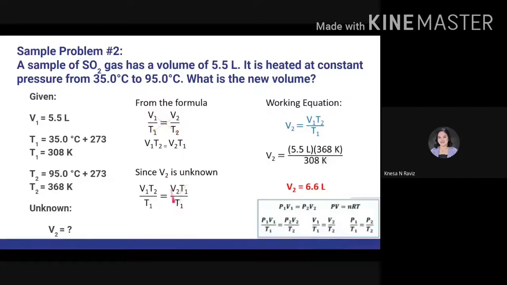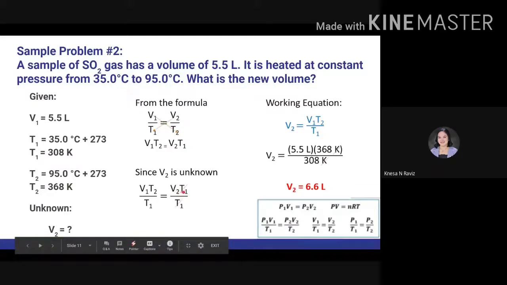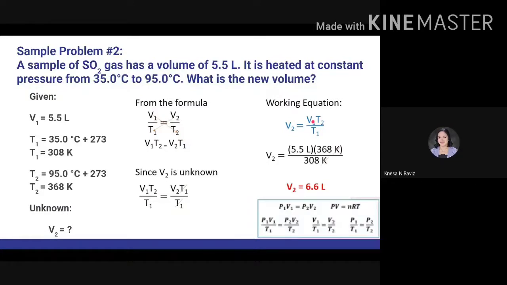So for this side of the equation, V sub 2 times T sub 1 divided by T sub 1. And on this side of the equation, V sub 1 times T sub 2 divided by T sub 1. Notice that T sub 1 on this portion would cancel out. And so we are left with the working equation, which is V sub 2 equals V sub 1 times T sub 2 divided by T sub 1. All these values are found in the given, so we could do direct substitution. V sub 1 is 5.5 liters, T sub 2 is 368 Kelvin, and T sub 1 is 308 Kelvin.